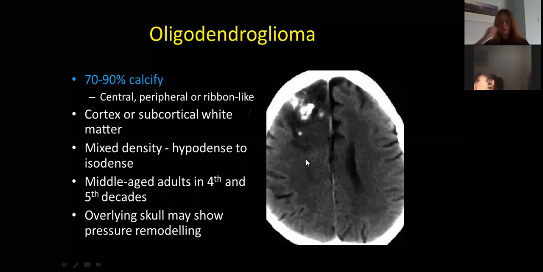And again, age helps a little bit for these patients. So 4th and 5th decades, that makes me middle-aged. And if you look on the bone windows, the overlying skull can have pressure effects. So it can look a little bit scalloped or remodeled. So again, that would push you towards it being an oligo and intraaxial rather than some sort of bizarre extraaxial meningioma.